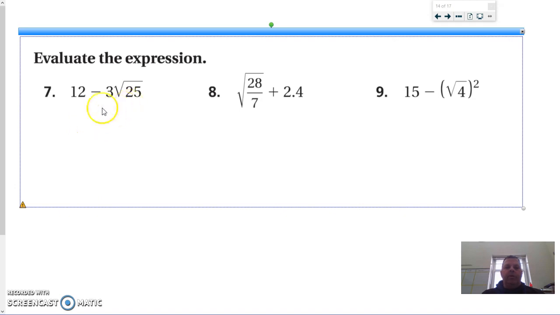In problem number 7, 3 times the square root of 25, that is 3 times 5 is 15. So 12 minus 15 is negative 3. In this one, I do not know the square root of 28 or the square root of 7, but I do know that 28 divided by 7 is 4. So I take the square root of 4 plus 2.4. So I get 2 plus 2.4, and I get 4.4. In number 9, the square root of 4 squared is 4, so I got 15 minus 4 is 11.